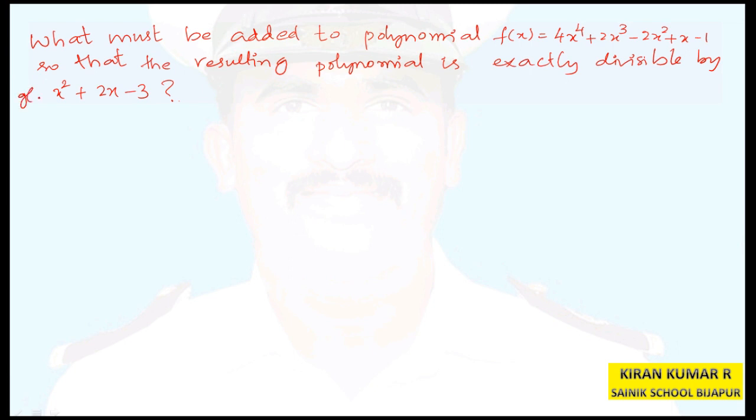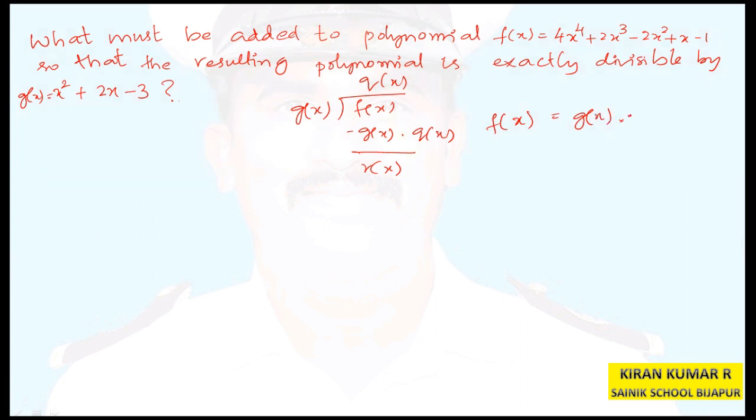Let me consider this as, say, g of x. Whenever this type of question is there, we will do this long division. We will divide f of x by g of x. So we will be subtracting g of x into q of x, where q of x is the quotient and the remainder is r of x. So we get this result: f of x is equal to g of x into q of x plus r of x.